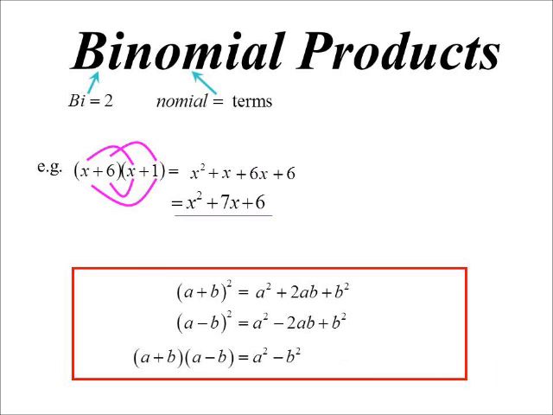And the other one that we have that's quite common is our difference of two squares. It doesn't matter what order they are in. If you see the sum of two pronumerals and the difference of two pronumerals multiplied together, we know that'll give the difference of two squares. So a squared minus b squared. And that can save us a lot of time.